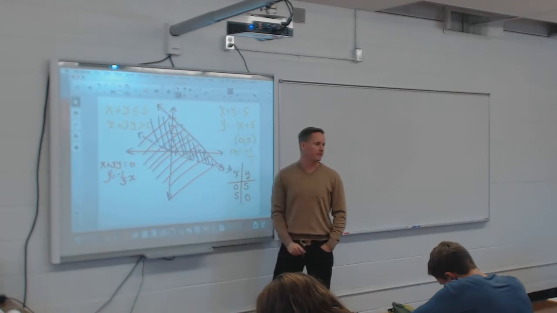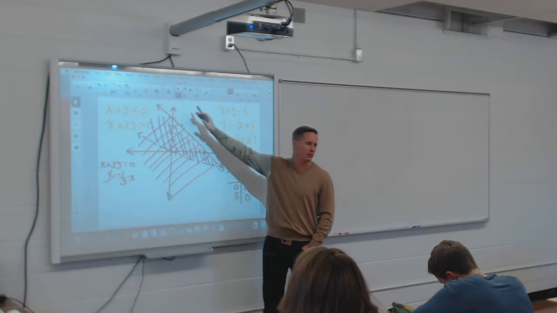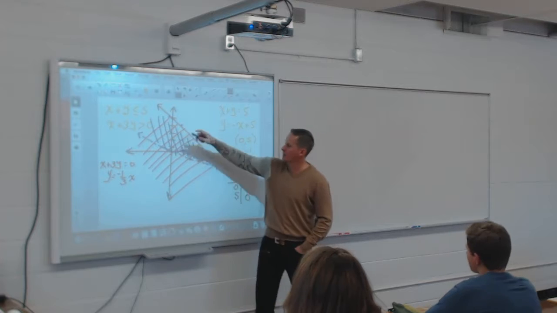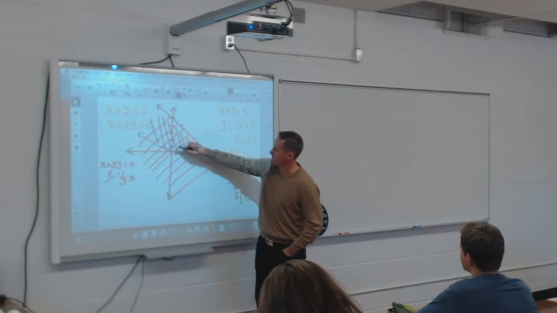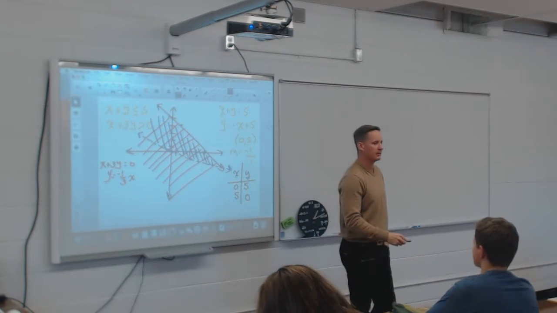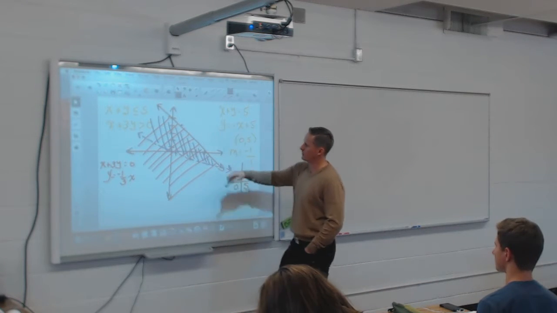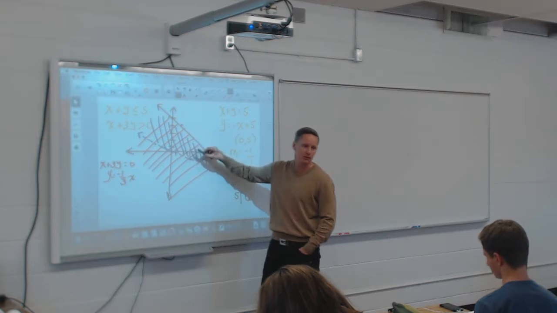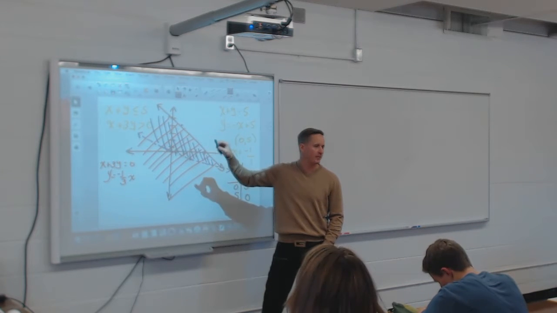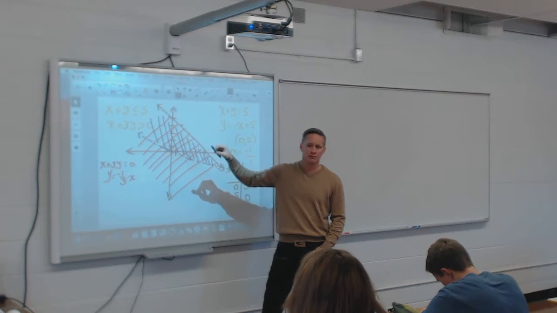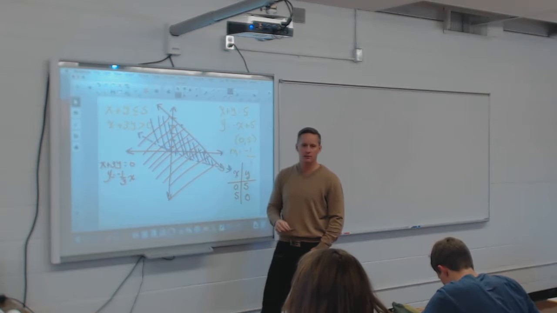Why don't you shade over top? Because it won't satisfy this equation. I could, but the actual solution has to be in here. So yes, you could shade, then make that darker. Then I have to somehow indicate that this is the region of all my solutions. Okay, so far so good?